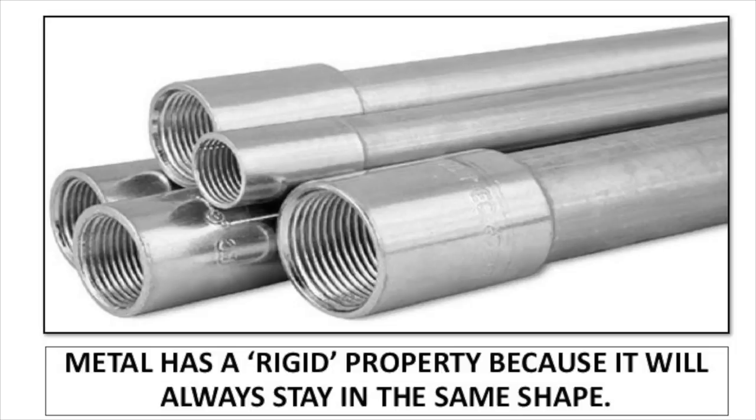Metal has a rigid property because it will always stay in the same shape. Yes, and that's why metal is good for things like your bicycle. The frame is made of metal because you want it to stay in the same shape. Cars and transport.